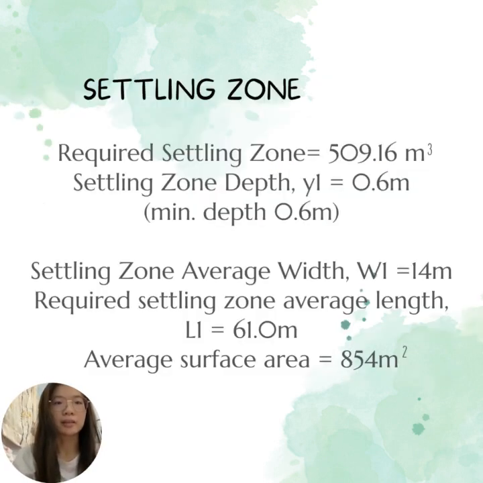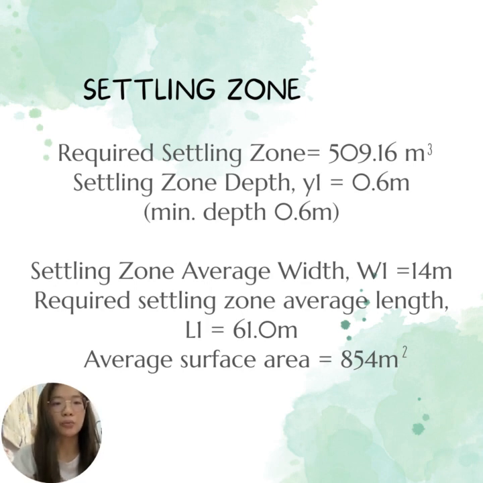Next is to design the settling zone. The required settling zone is half of the required volume, which is equal to 509.16 meters cube. The settling zone depth y1 is equal to 0.6 meter, and the minimum depth for the design criteria of the settling zone is 0.6 meter.